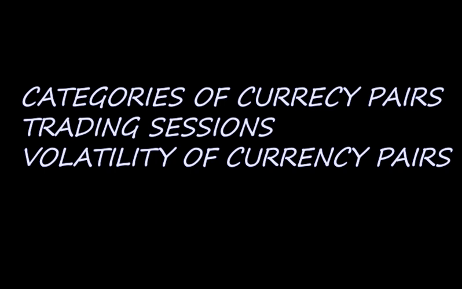Number one, categories of currency pairs. Number two, the trading sessions. Number three, the volatility of currency pairs. As simple as that. It's just a short video so that you're going to be able to handle the knowledge that you should be able to understand. Let's continue.